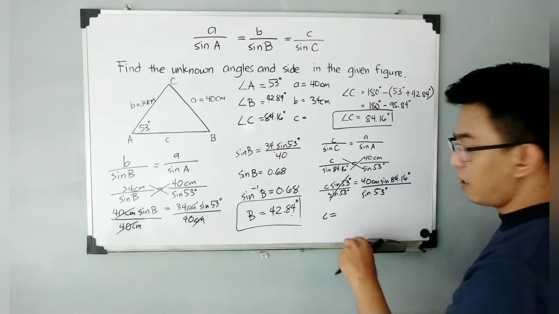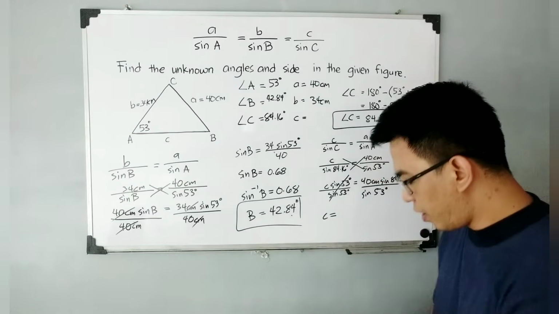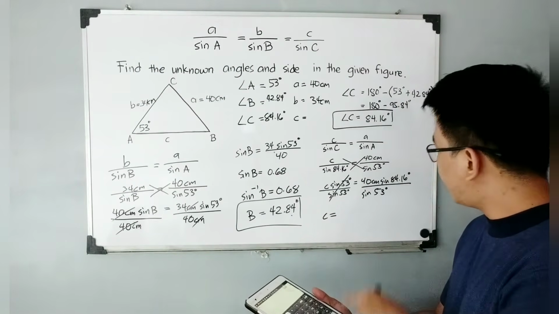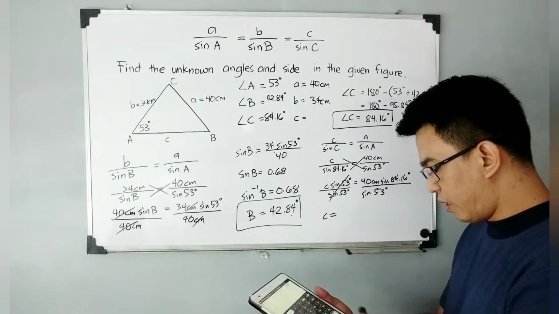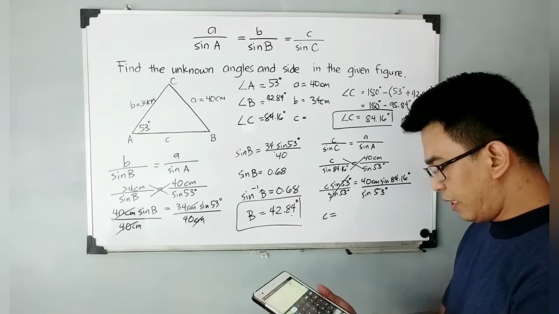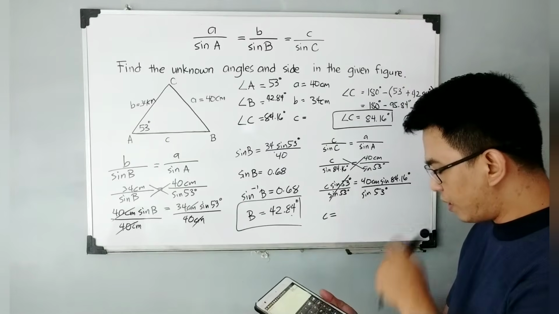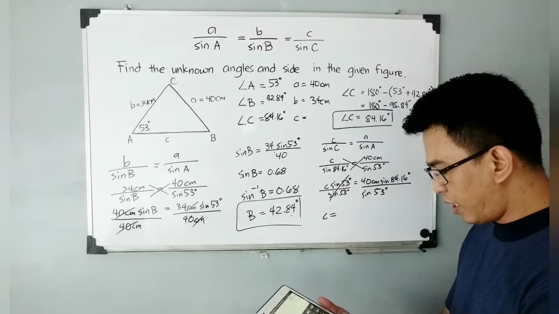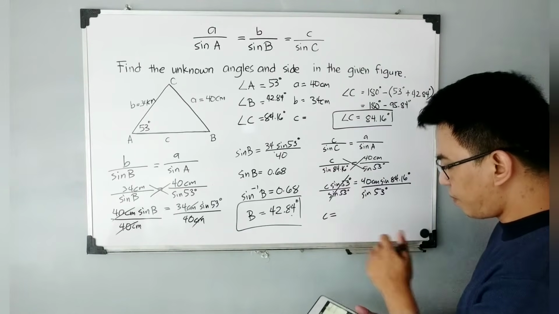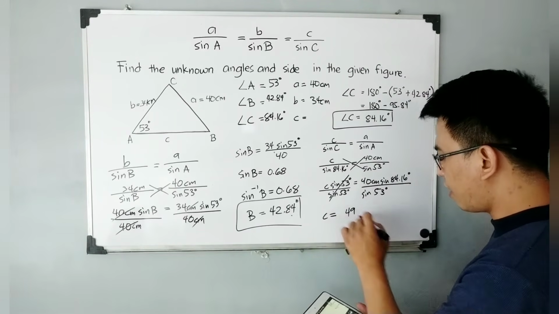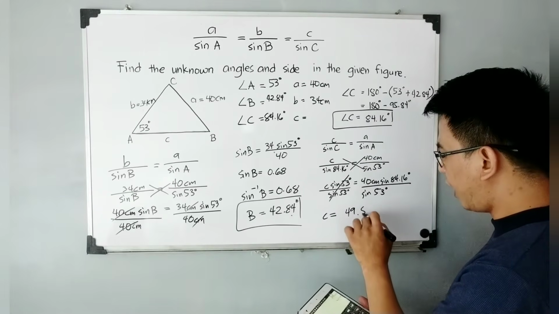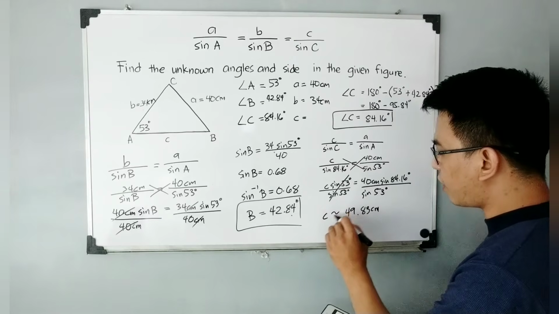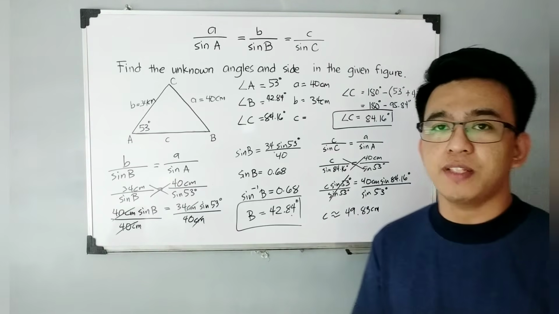Meron ka na kayong C. Now, for your C, i-press mo lang sa iyong calculator. You have to press 40 and then sine 84.16, press equal sign and then divided by sine 53 degrees. So it will give you the answer of 49.83 centimeters. So, tandaan na, approximation lang to kasi nag-round off tayo ng mga values natin.